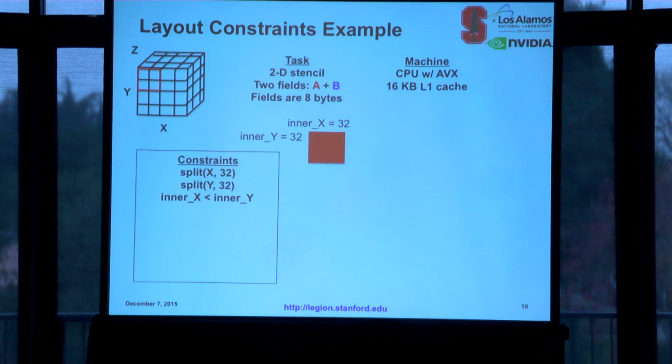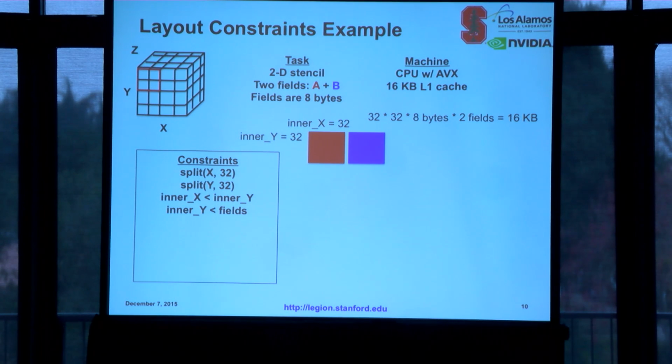The next thing that we'll say is that we want the inner y dimension to come before what we call the field dimension, which is our set of fields inside of our logical region. What this means is we're going to do a 32 by 32 slice of A and then a 32 by 32 slice of B in memory. You can think of this as being linearized. We'll get a 32 by 32 chunk of A, then a 32 by 32 chunk of B. The reason we choose to do this is that this 32 by 32 slice times 8 bytes times 2 fields gets us our 16 kilobytes. So we're blocking exactly for that L1 cache.